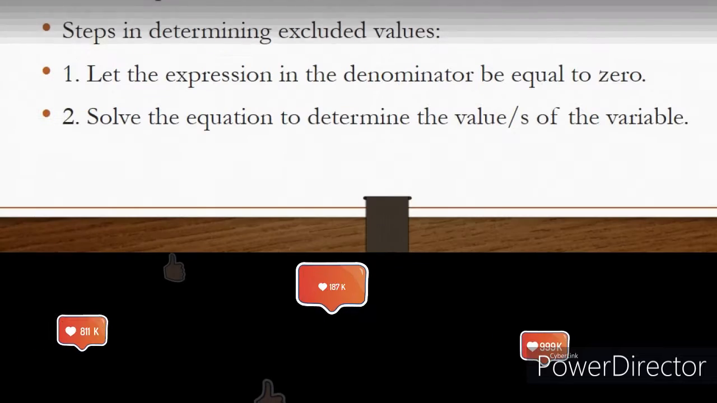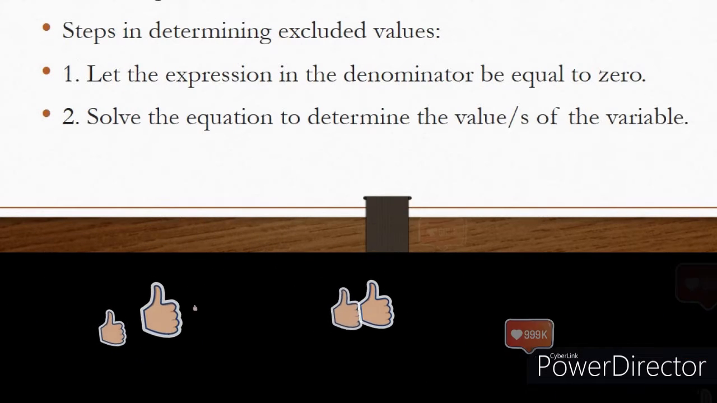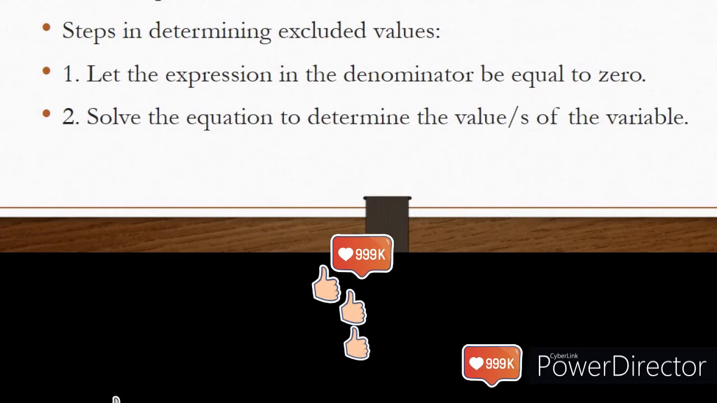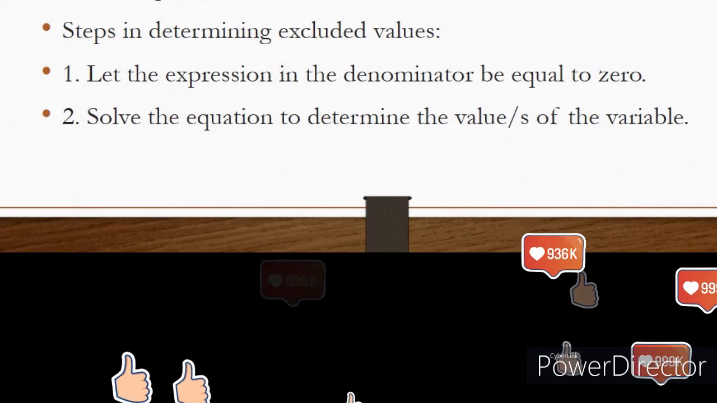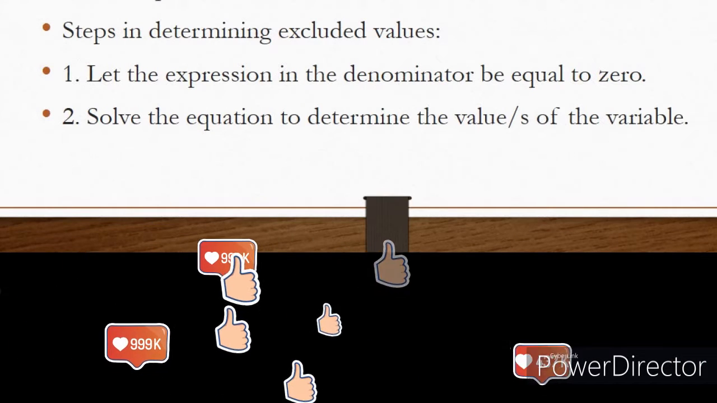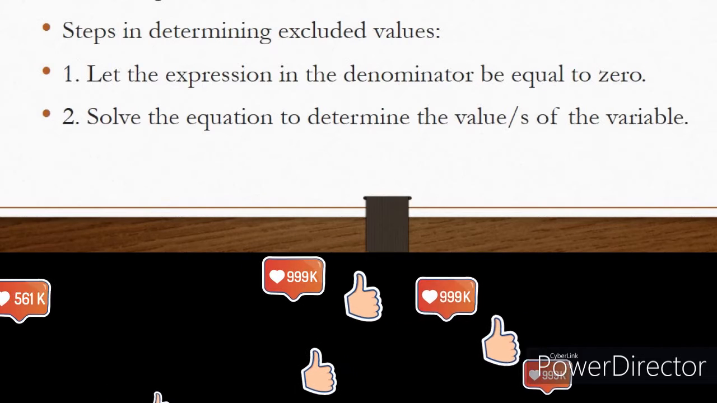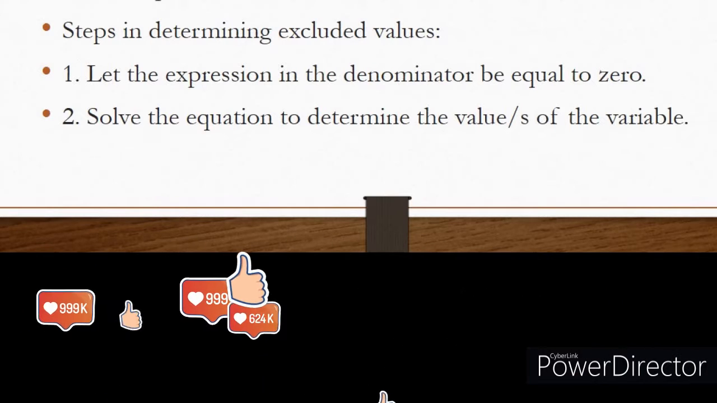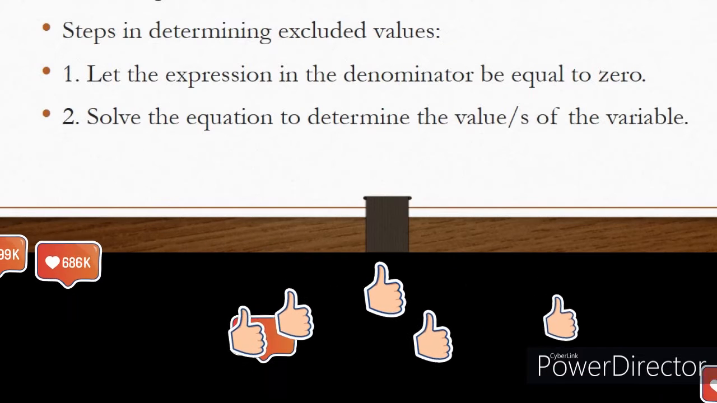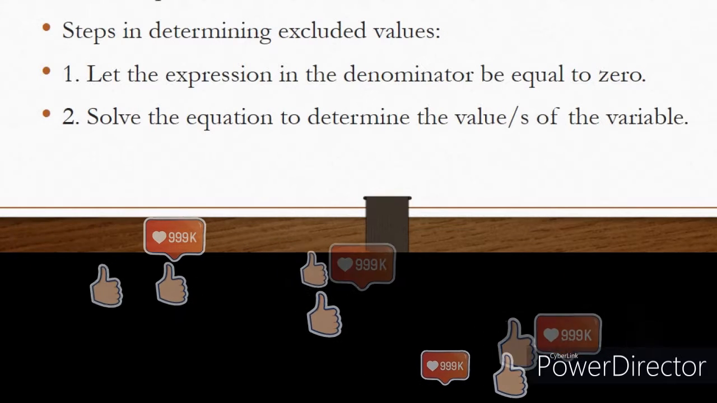So, here are the steps in determining excluded values. Paano nga ba natin gagawin yun para malaman natin kung ano yung mga values na pwedeng maging dahilan kung bakit yung ating mga given expression are not RAE. So, first, let the expression in the denominator be equal to 0. Next, solve the equation to determine the value or values of the variable.